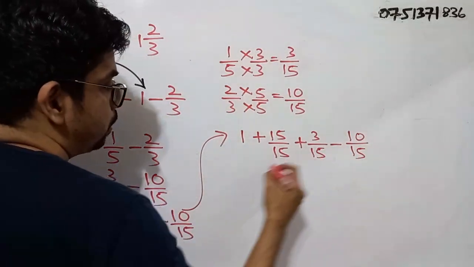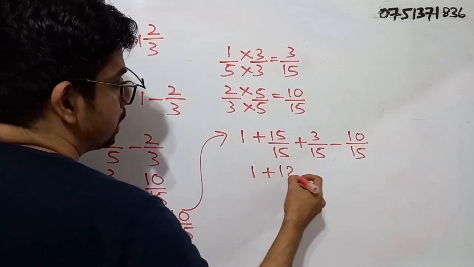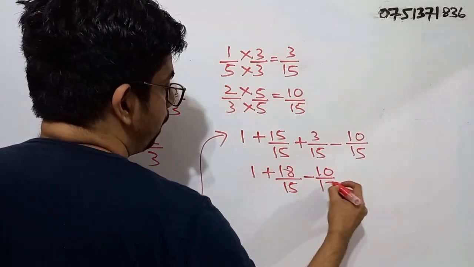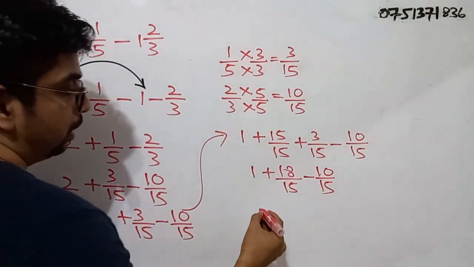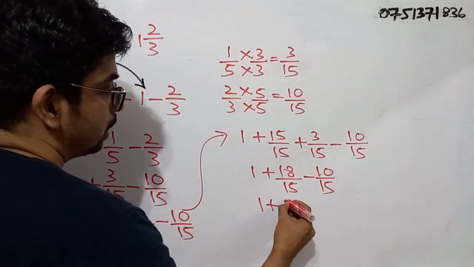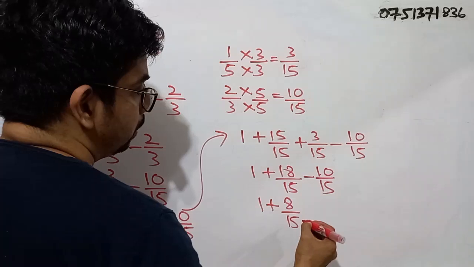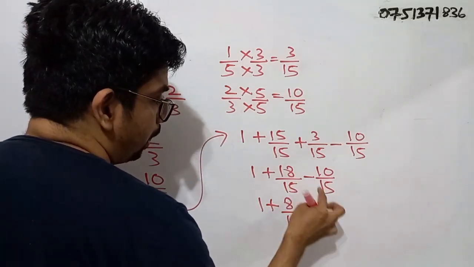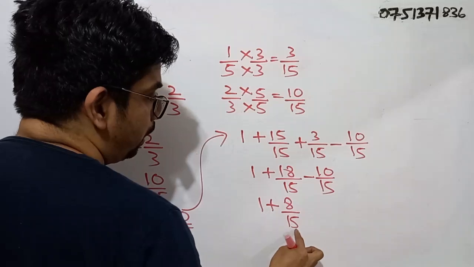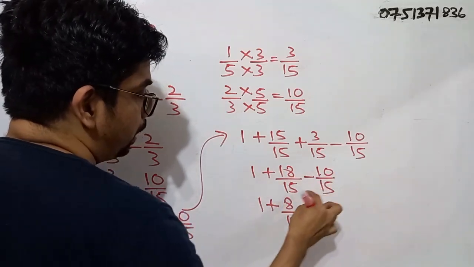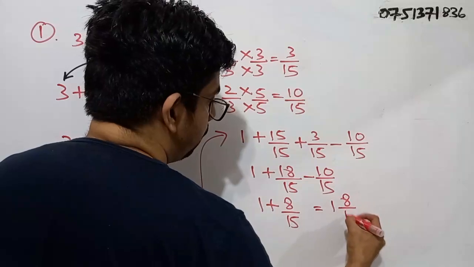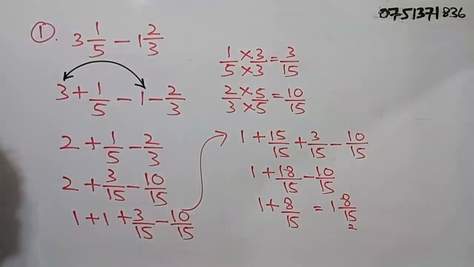So I can simplify these two fractions. 1 plus 18 by 15 minus 10 by 15. Then 1 plus 8 by 15, because we can simplify these two fractions, right? So we have the same denominator. So what will be the numerator? 18 minus 10, it will be 8. So 1 and 8 by 15. So that will be the answer.